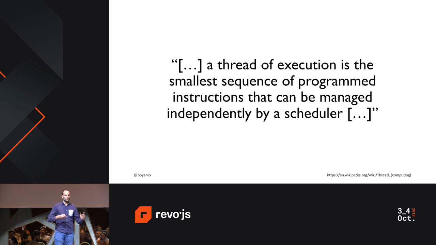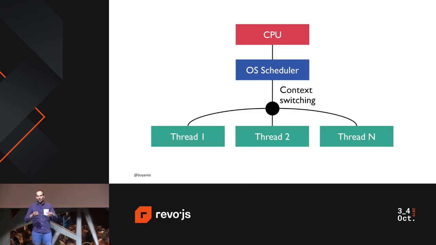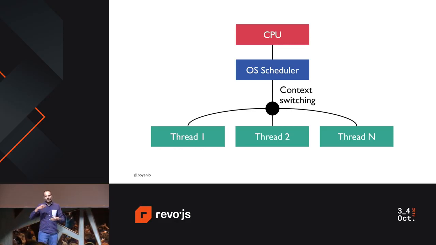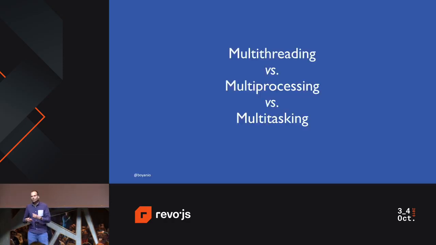Well, now I'm a more visual person, so if I try to put this into an image, it could be something like this. We have a box where our central processing unit is, we have the operating system scheduler in front of it, and then we have all these threads in front of that. And then the scheduler uses something called context switching in order to run this on the same CPU. It's that simple. However, multi-threading is often confused with some other definitions, and these are multitasking and multiprocessing.